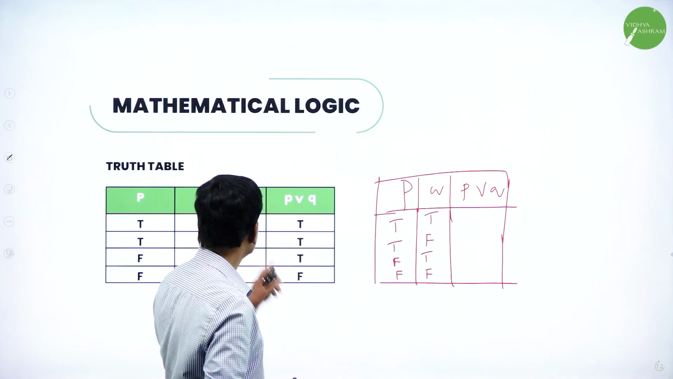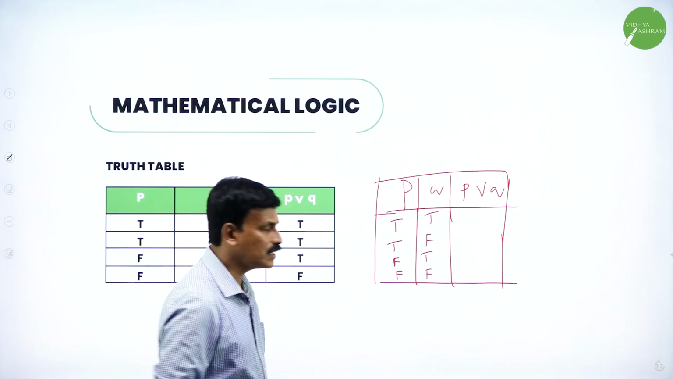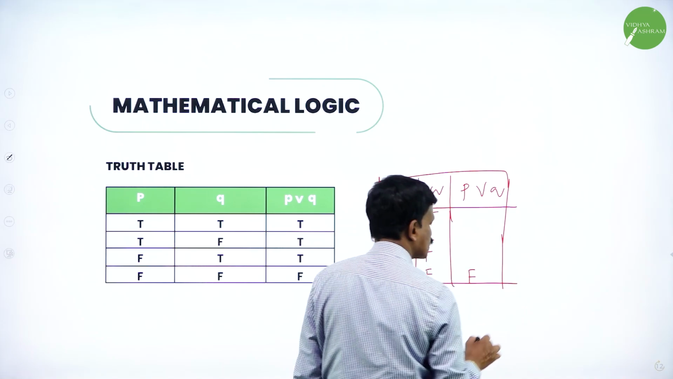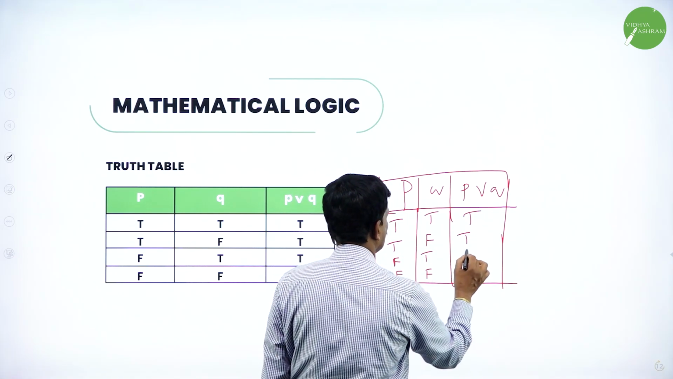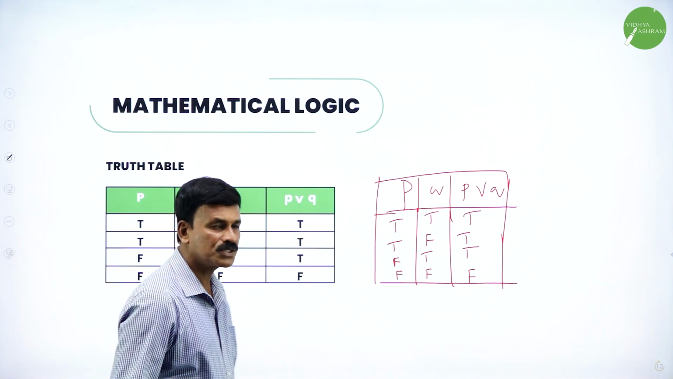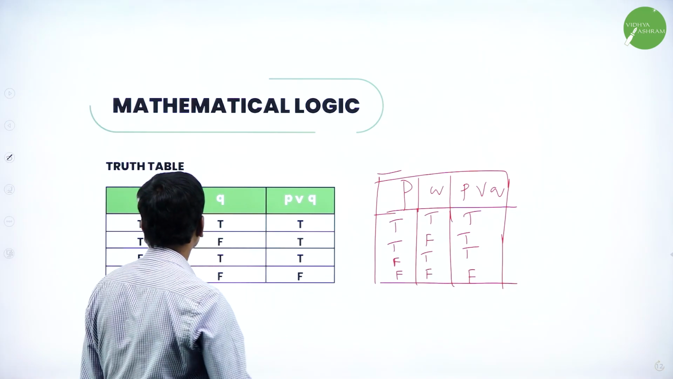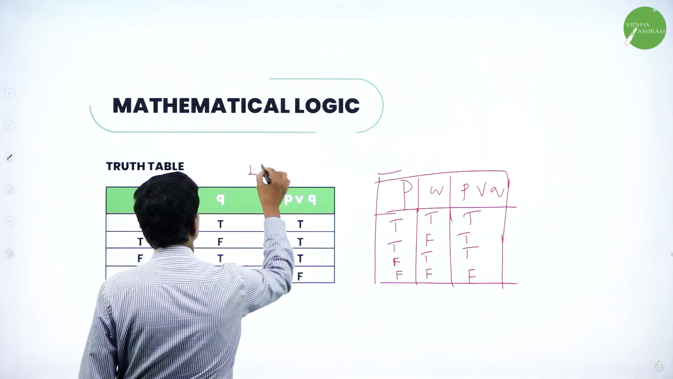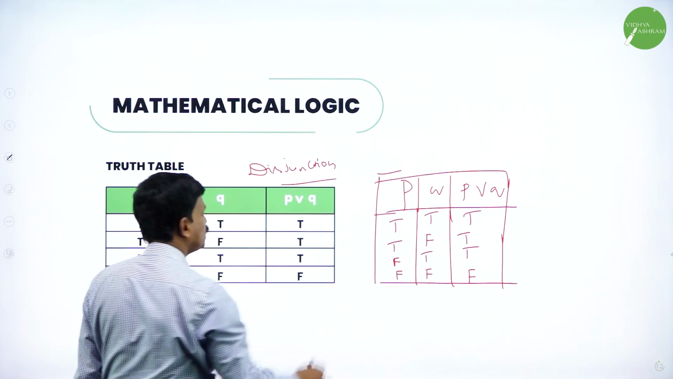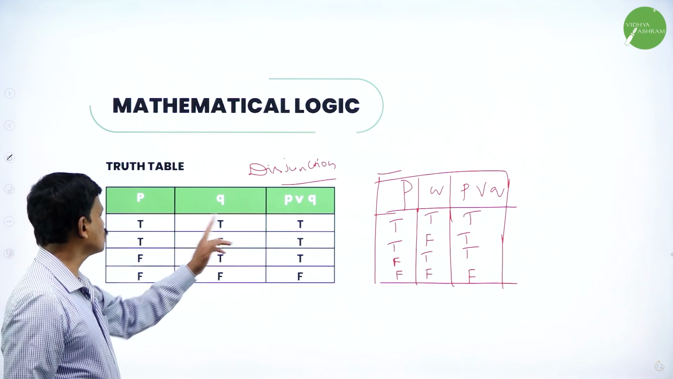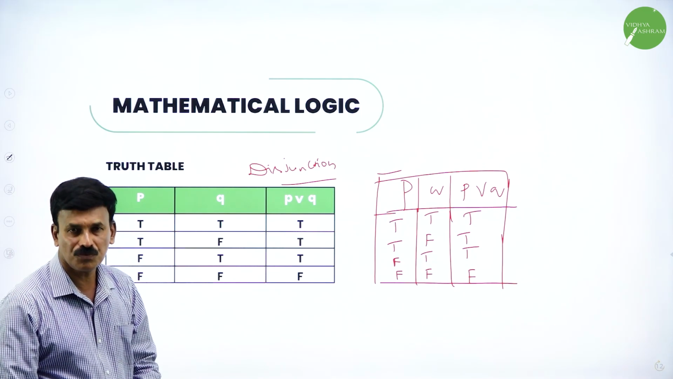Now what is the condition for disjunction? If F and F, then it is F. So false and false is false. In all other cases it is true. True and true is true. True and false is also true. False and true is also true. False and false is F. So this is how we are going to write the truth table for disjunction. So P disjunction Q: true and true is true, true and false is true, false and true is also true, false and false is false.